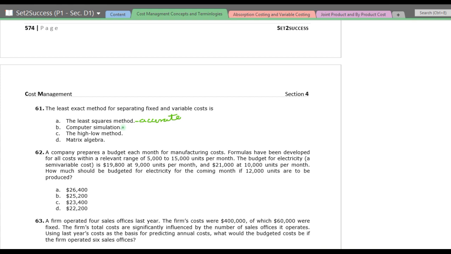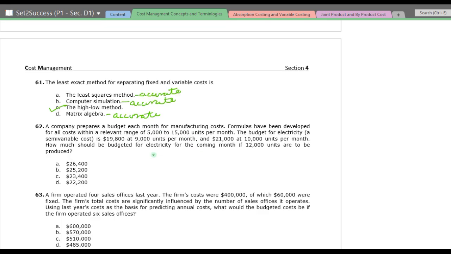Computer simulation is an accurate method. High-low method is the least accurate. The least exact method for separating fixed and variable cost is the high-low method. Matrix algebra is also an accurate method. Accurate methods of separating fixed and variable cost. So the least exact method for separating fixed and variable cost is high-low method. Next.